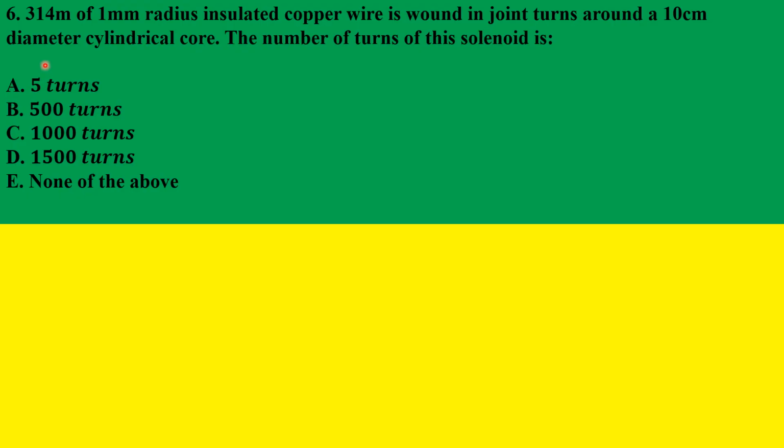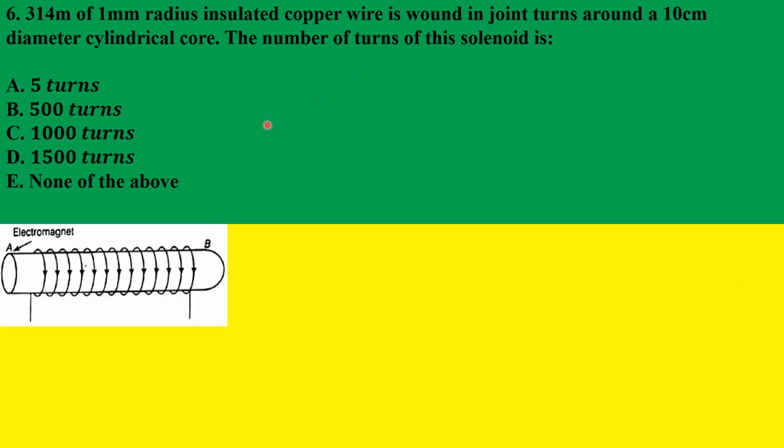So question 6 says 340 meters. Okay, so we can just pause that and read the question. All right. So this is a diagrammatic representation, but this is not really what is actually the case, because these turns are supposed to be very joined to each other. That's why they say joint turns, right? Because our assumption requires that those turns should really be joint turns.